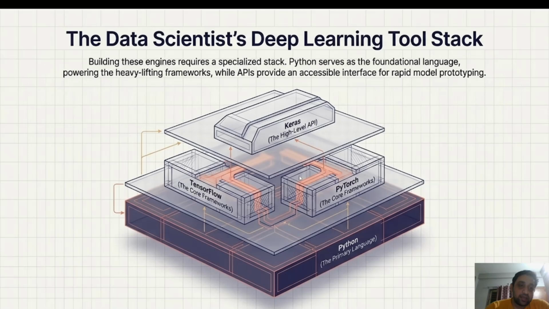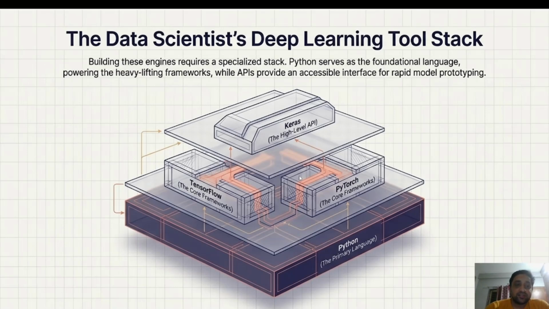The high level API, Keras. Keras sits on top of TensorFlow and provides a simplified, beginner friendly interface, where TensorFlow requires you to define everything from scratch. Keras lets you build and train neural networks in a dozen lines of code, perfect for rapid prototyping.